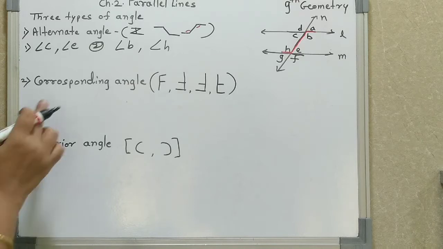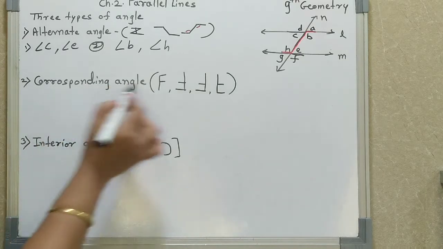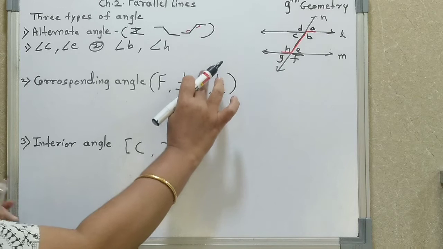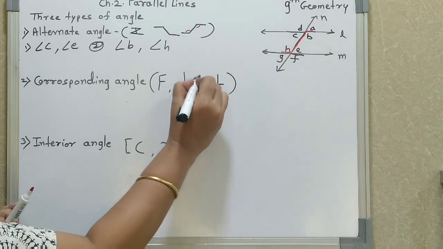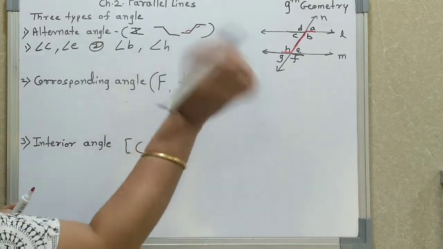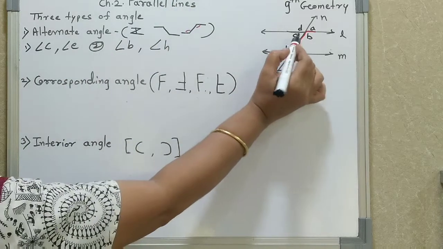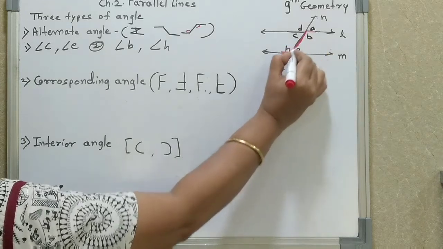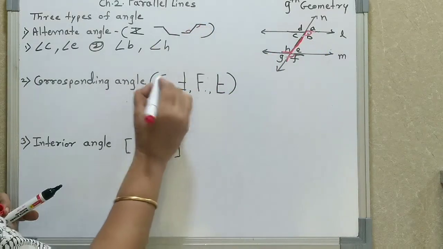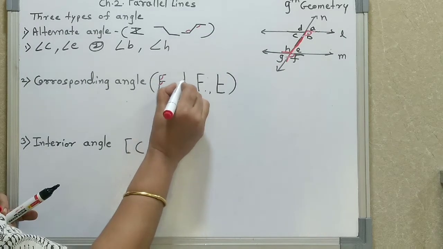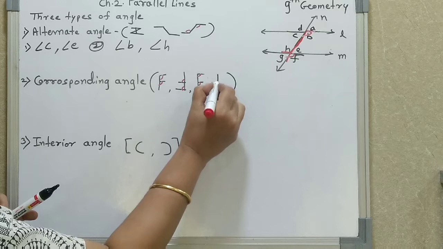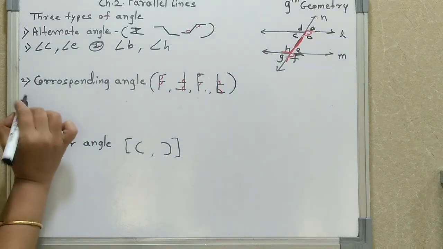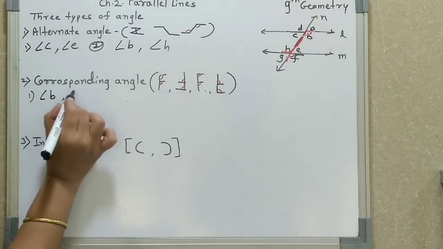Now see the next one, that is the corresponding angle. Corresponding angles are in this shape, F, this type of F, or in this type of F. These are the types. See the first one, F. Here I write, see here, this one and this one. So this angle and this angle. Here also the same. See the first pair, here B and F. So I write here first pair, that is angle B and angle F.